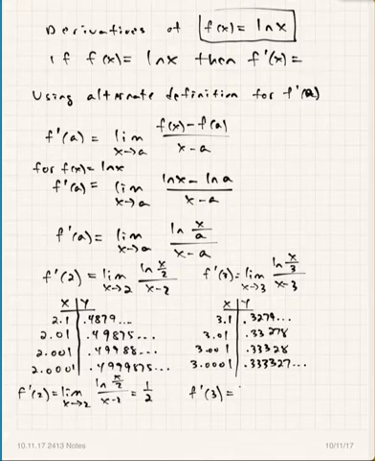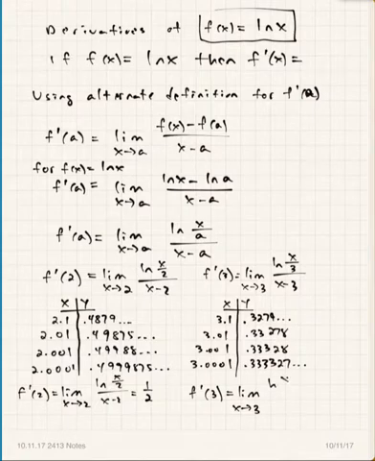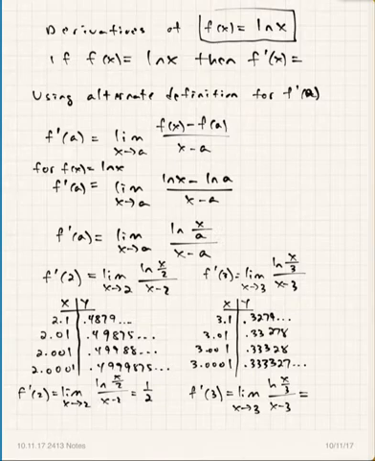For f prime of 3, where f, remember, is our logarithm function, you get the limit as x approaches 3 of natural log of x over 3 over x minus 3. And that appears to be, from our table, 1/3. Right? So that's our first two values. So we could continue on like this.